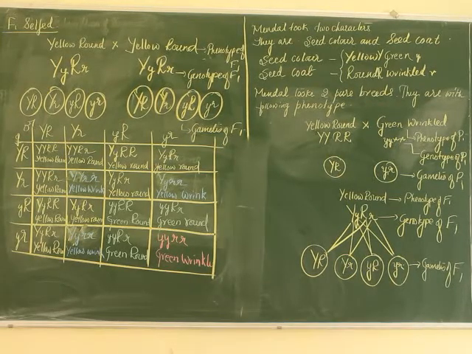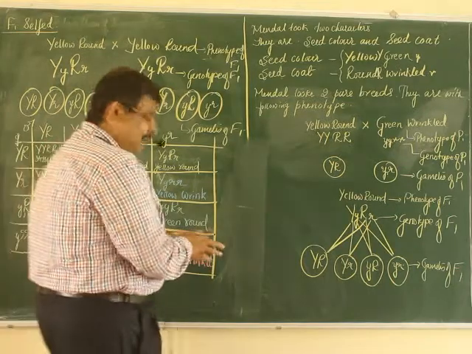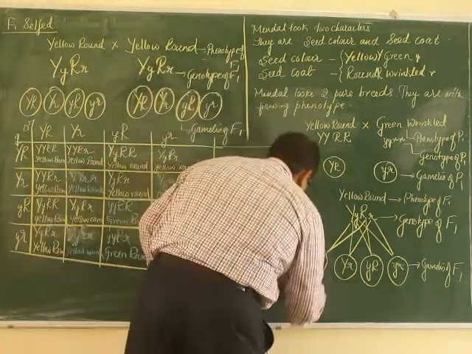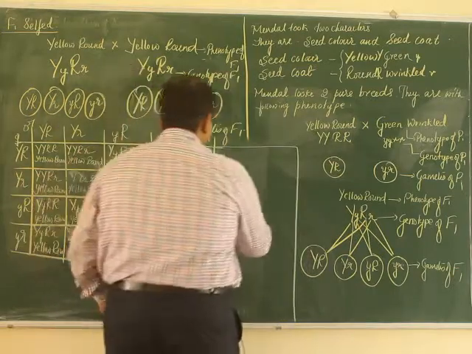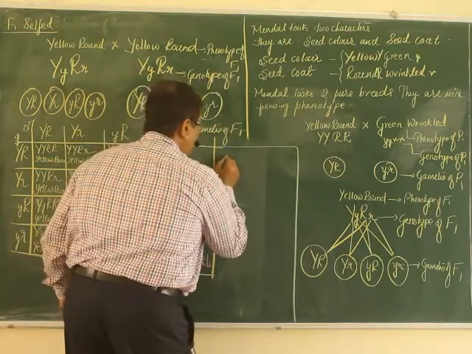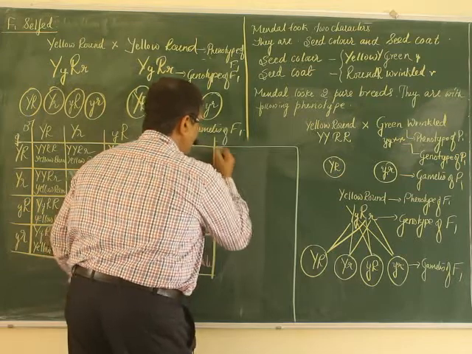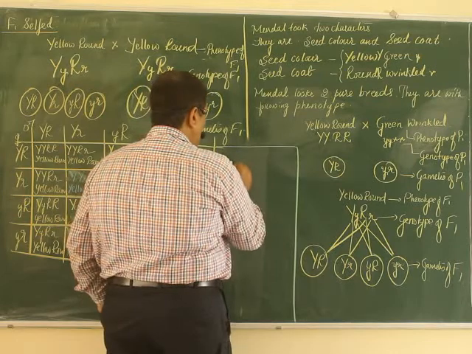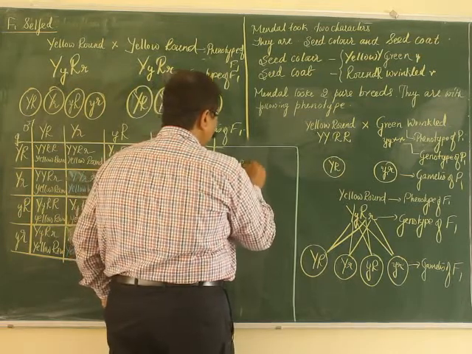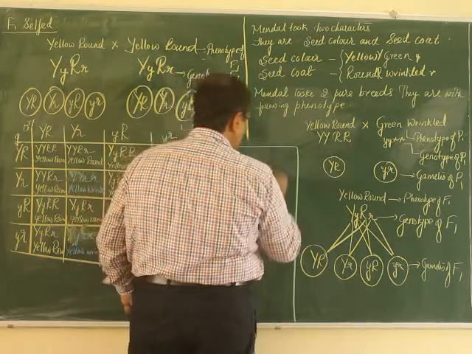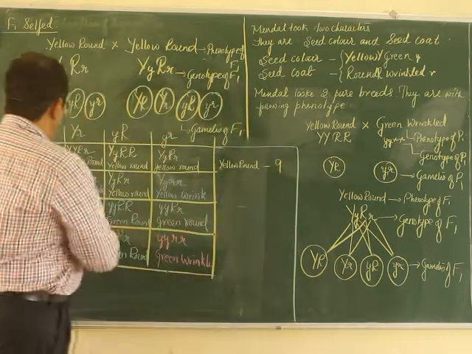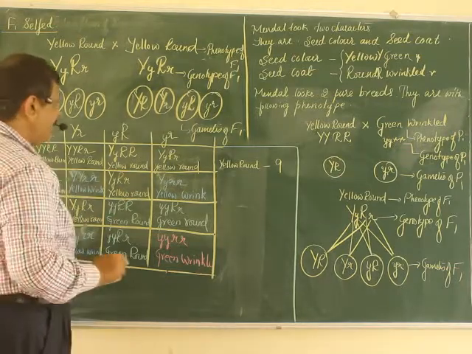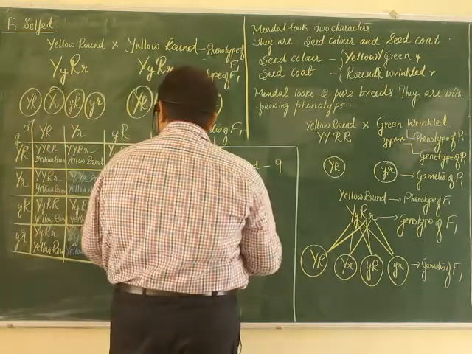Now you can see there are 4 different types. I'll write them here only. Yellow round. How many plants? Yellow round, 9 plants. If you count 1, 2, 3, 4, 5, 6, 7, 8, 9, 9 plants. Then yellow wrinkled.